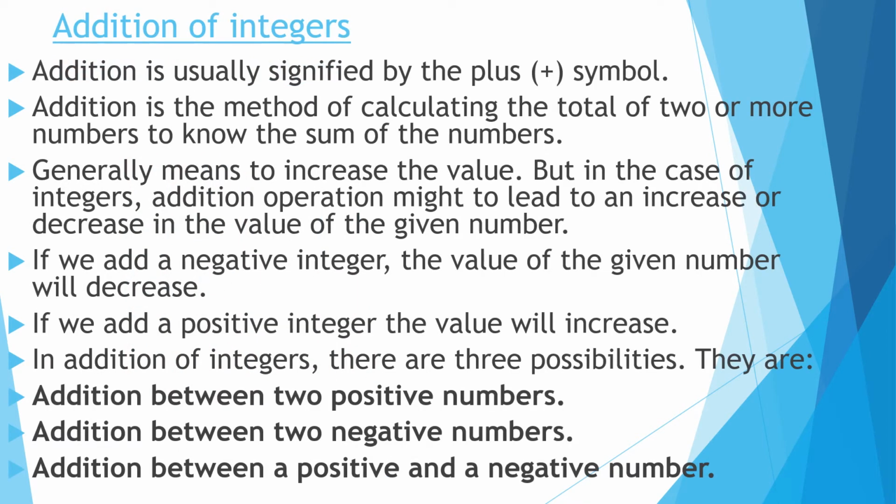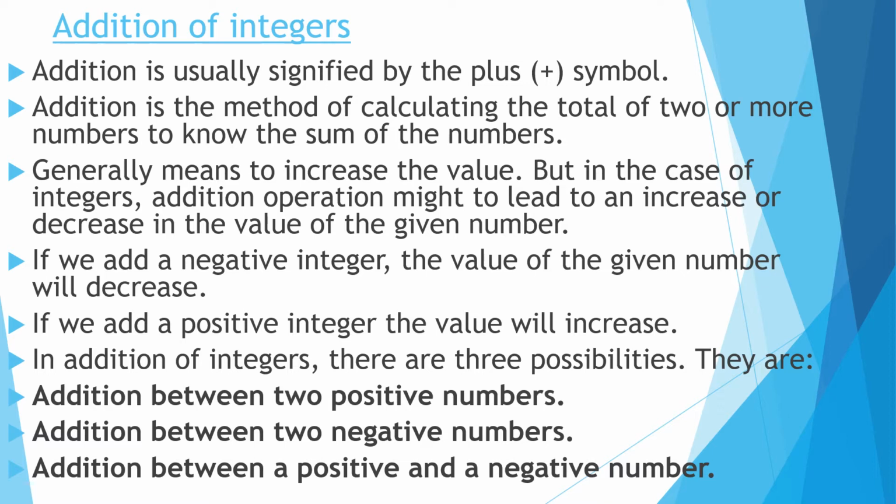Integer addition is usually signified by the plus symbol, which everyone knows. Addition is the method of calculating the total of two or more numbers to know the sum. Addition generally means to increase the value, but in the case of integers, the addition operation might lead to an increase or decrease in the value of a given number. If we add a negative integer, the value of the given number will decrease. If we add a positive integer, the value will increase.